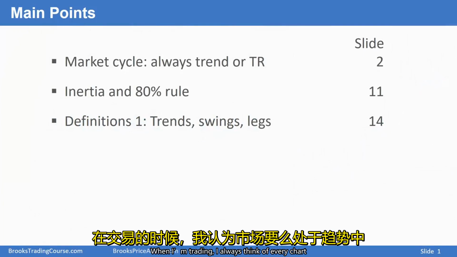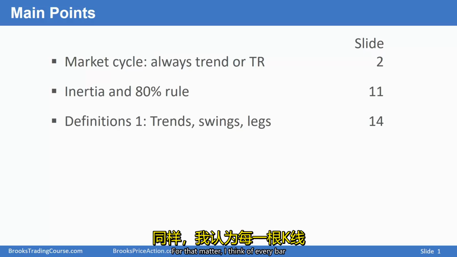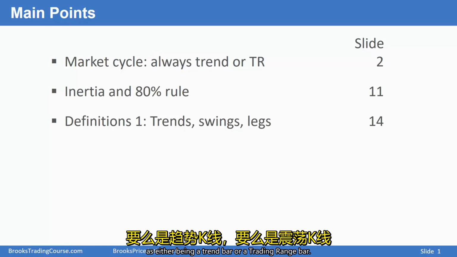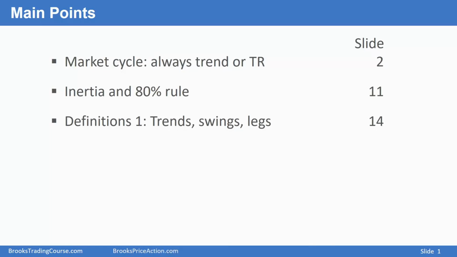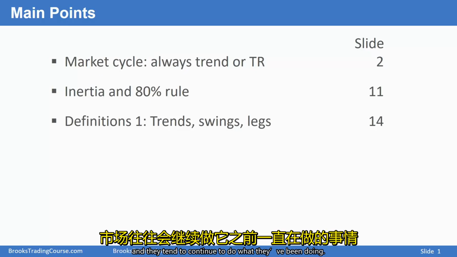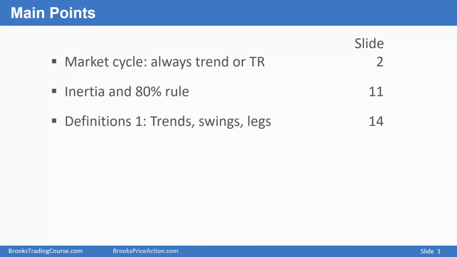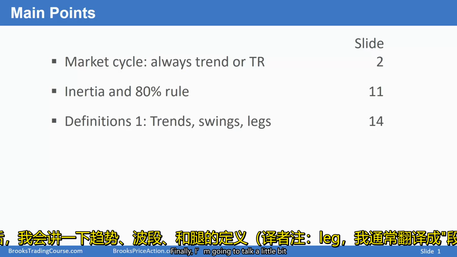When I'm trading, I always think of every chart as either being in a trend or in a trading range. For that matter, I think of every bar as either being a trend bar or a trading range bar. Now, I have a rule, my Al Brooks 80% rule, that markets have inertia and they tend to continue to do what they've been doing. So if a market's in a trend, 80% of reversal attempts will fail. If it's in a trading range, 80% of breakout attempts will fail. Finally, I'm going to talk a little bit about definitions: trends, swings, legs.